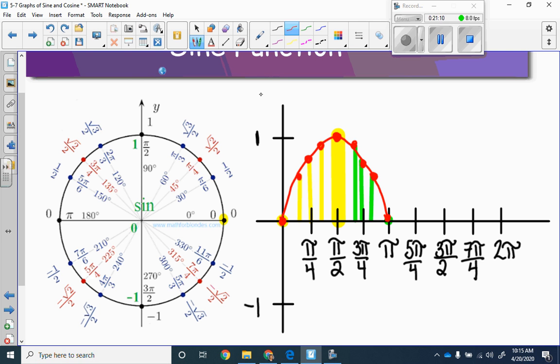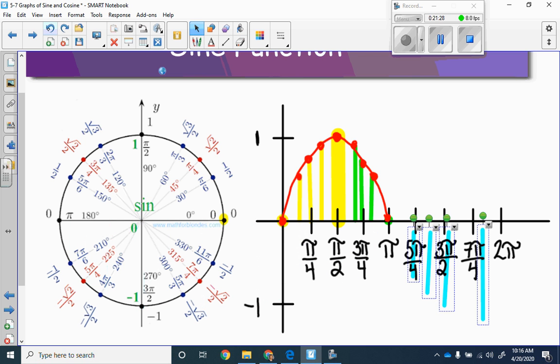Now what's going to happen as we get into the third and the fourth quadrant, now you're dipping below your x-axis. And so now we're going to be taking these values.